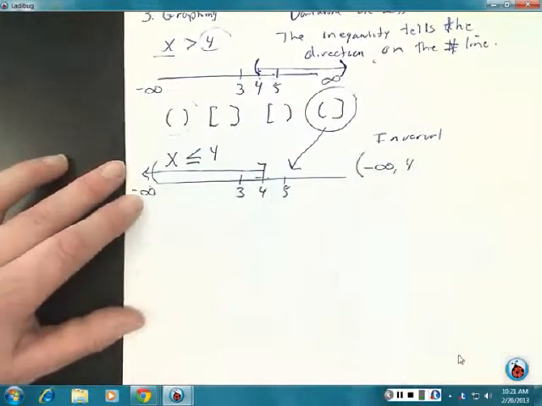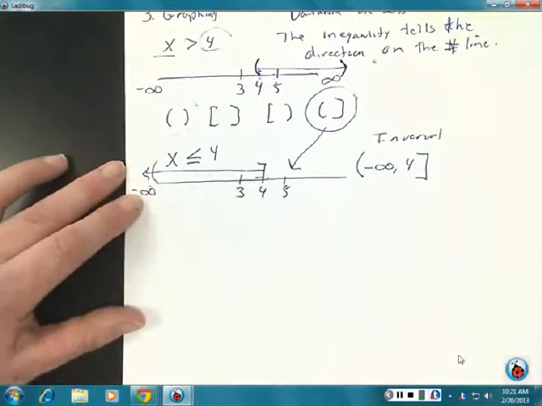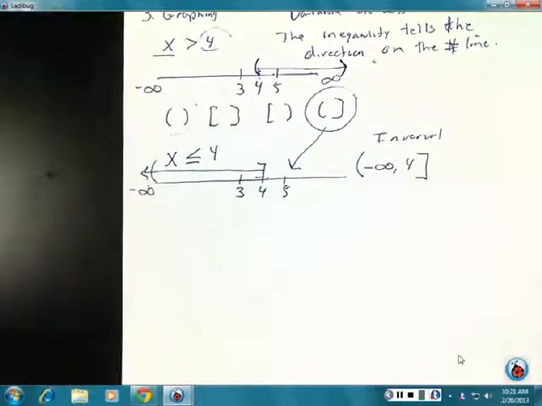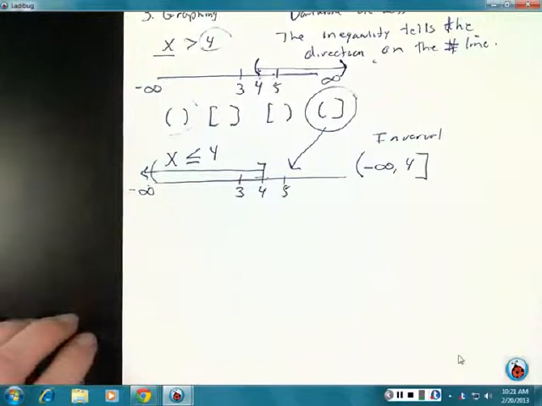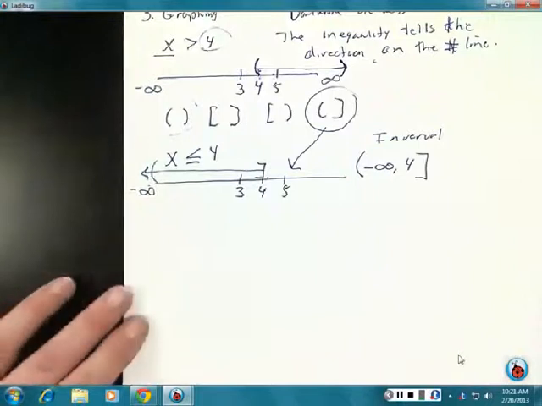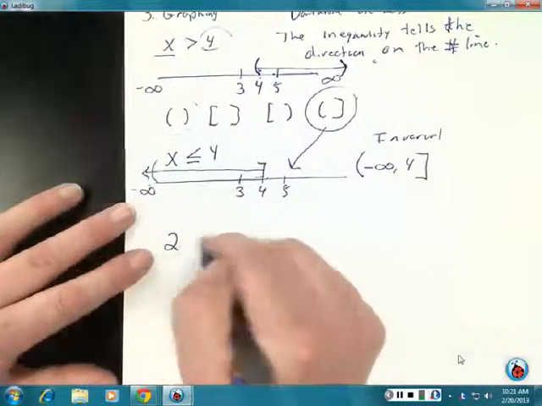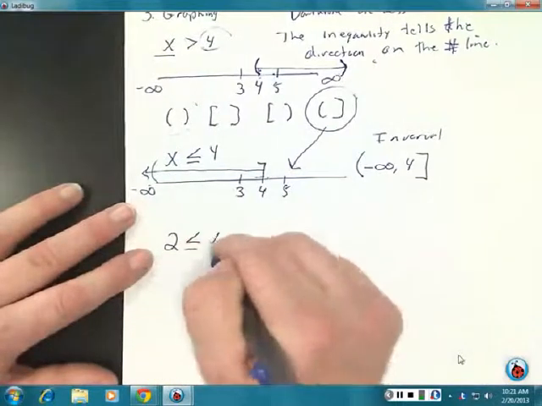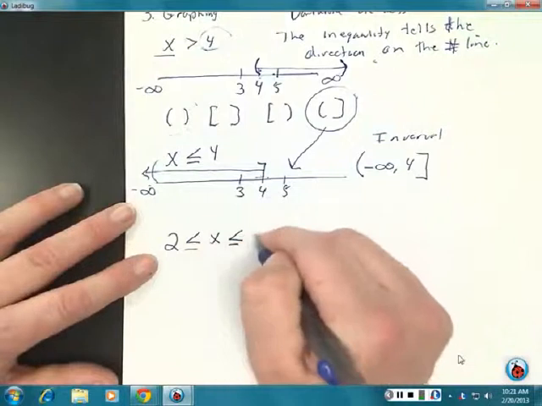Can't include infinity, but because there's an equals, I can include 4. Okay? So I can include 4 in there. So I don't have to have that where I can't include my value in there. So I can include 4 because it does end up being part of my problem and part of my answer of what I have. The others that they give you might be something like 2 is less than or equal to x, and x at the same time is less than or equal to 6.